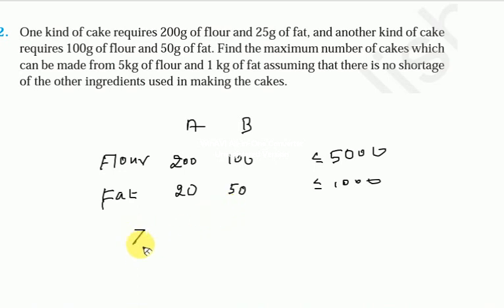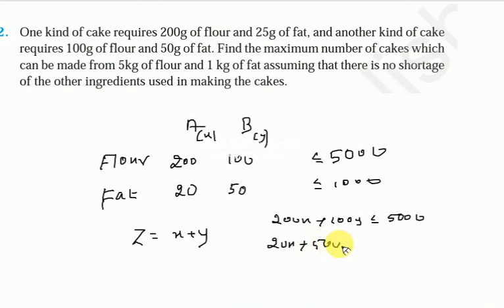So what will be the objective function here? You need to maximize the number of cakes. That is, if you have taken this one as x and this one as y, you need to find how many cakes you can make. That is, x plus y will be the objective function, subject to constraints 200x plus 100y less than or equal to 5,000, or 20x plus 50y less than or equal to 1,000.